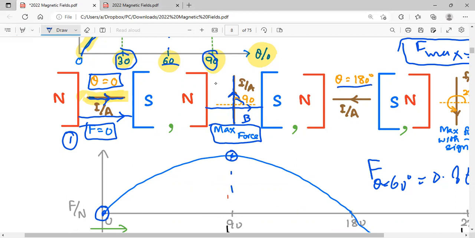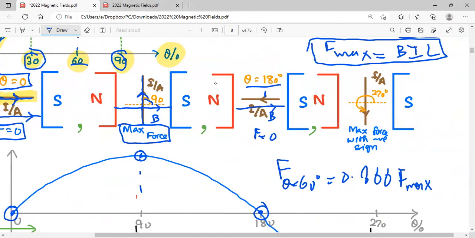Then again you tilt it by 90 degrees, so 180 degrees from the initial position, and now you can see that both current and magnetic field are parallel again, so this again causes the force to be 0. So force is 0. And when you tilt it a further 90 degrees, 270 from the start, it's again perpendicular to the magnetic field. Current is perpendicular to the magnetic field, so again a maximum force occurs.